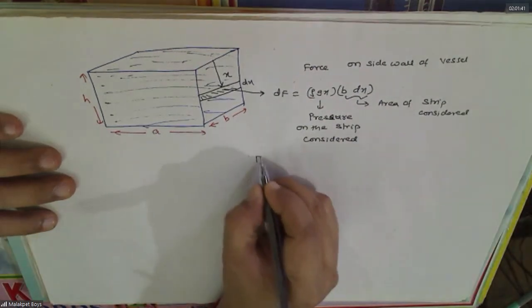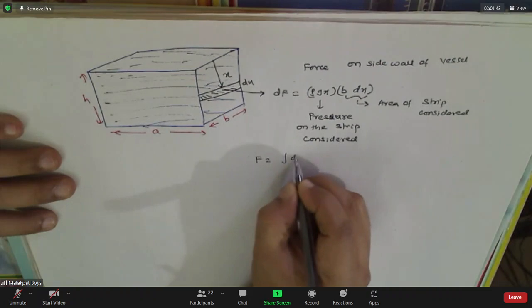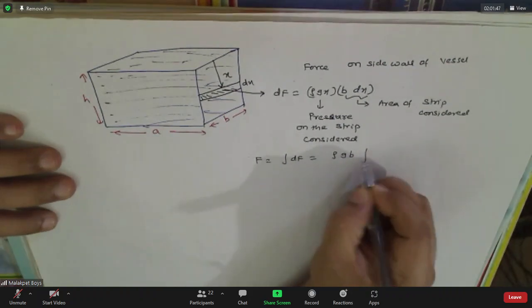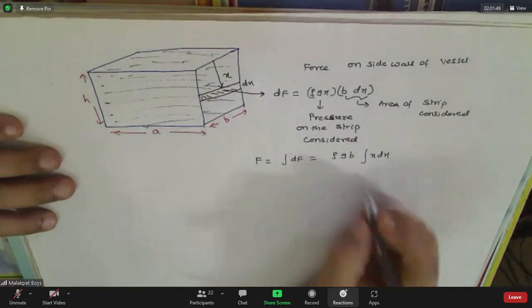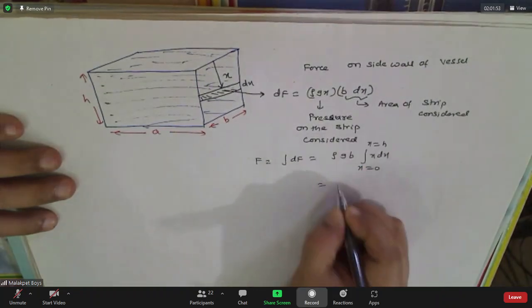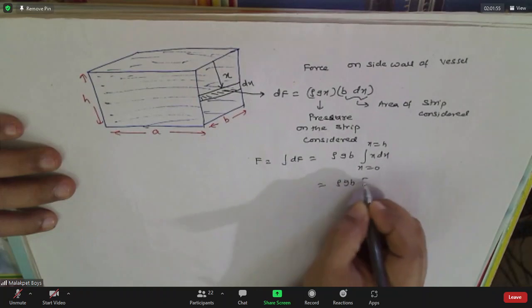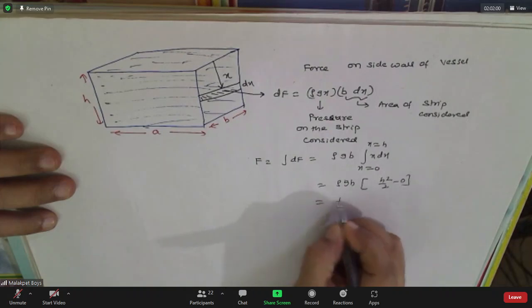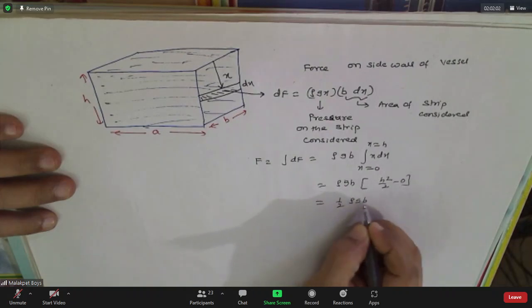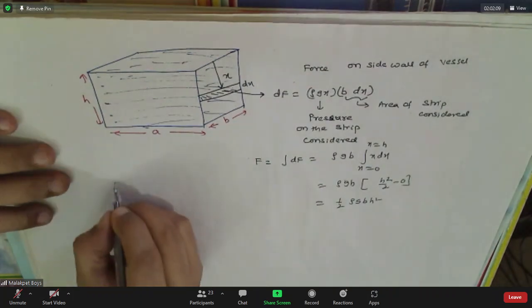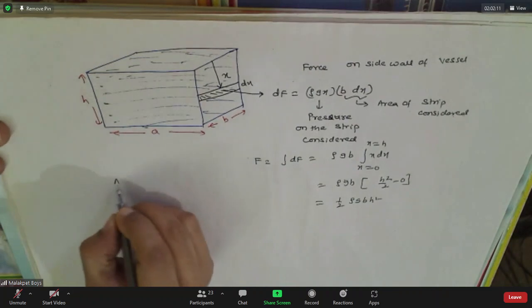Now we want to know the total force. We have to sum up all this. This is rho g b x dx. x is 0 at the top, x equals h at the bottom. Rho g b, this is h square by 2 minus 0. So half rho g b h square. Understood this? Clear?